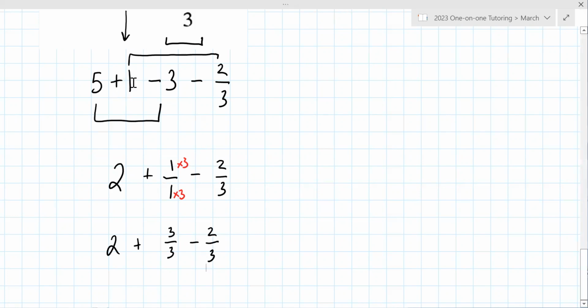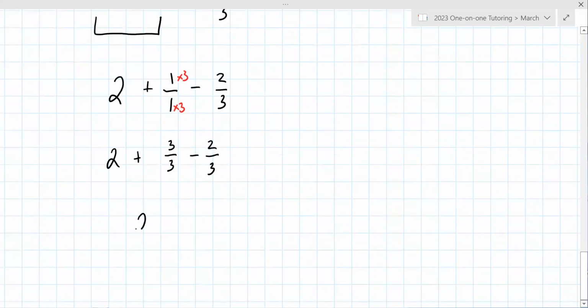So we took that 1 and converted it into a fraction and then made it the same top and the same bottom. Okay. So now this is 3 over 3 minus 2 over 3. That's 1 over 3. And that would be your final answer.